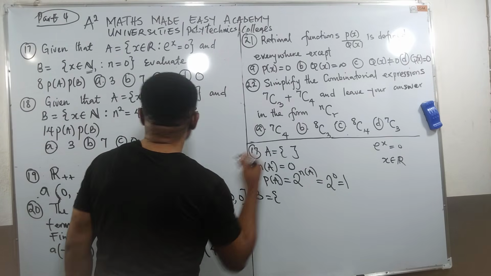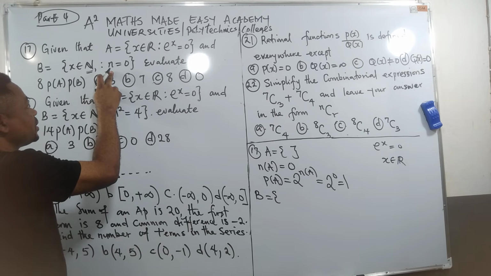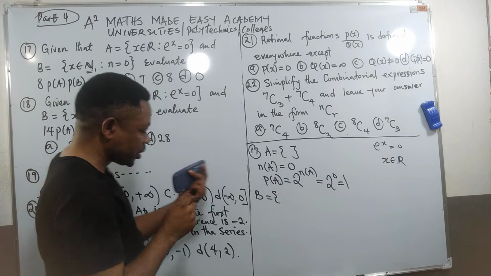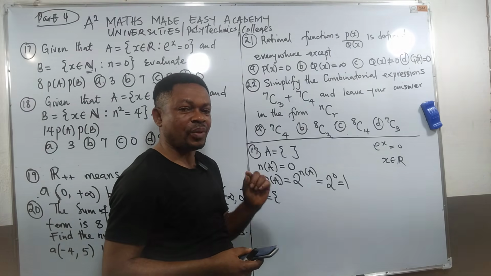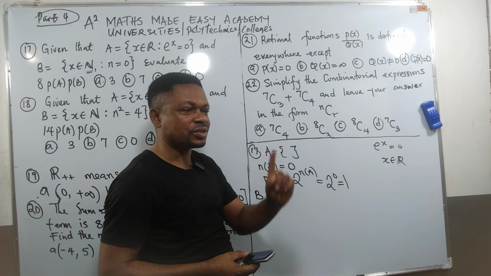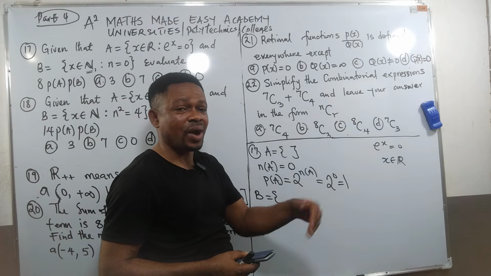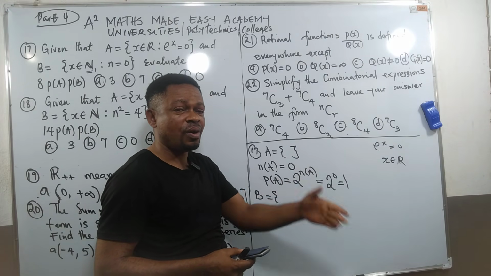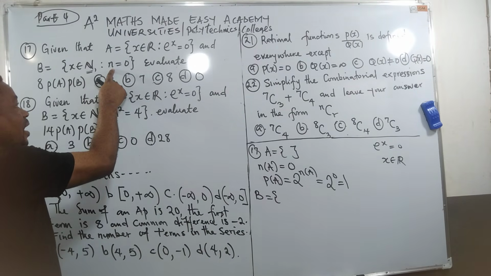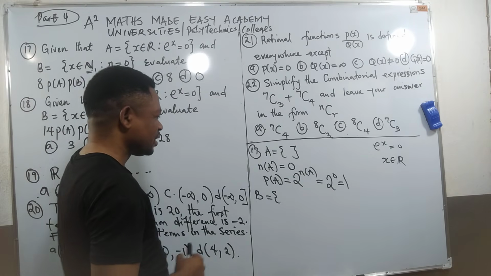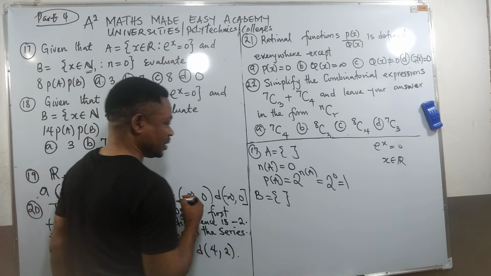Look at set B. x is a member of natural numbers such that n is equal to 0. Now my question is, what is a natural number? A natural number is a set of positive whole numbers, and it must start with 1, increasing from 1 to 2, 2 to 3, 3 to 4, 4 to 5 continuously. But they said n is 0. Can 0 be a natural number? No. It means that set B is also an empty set.